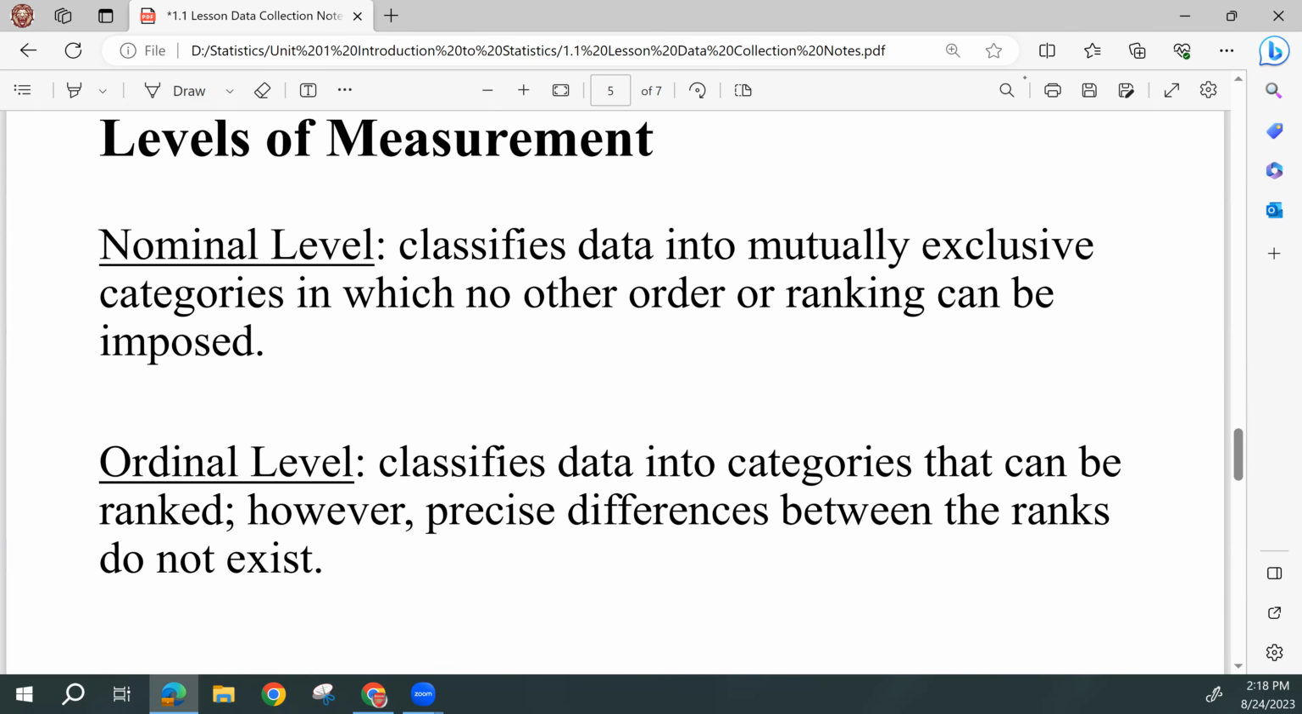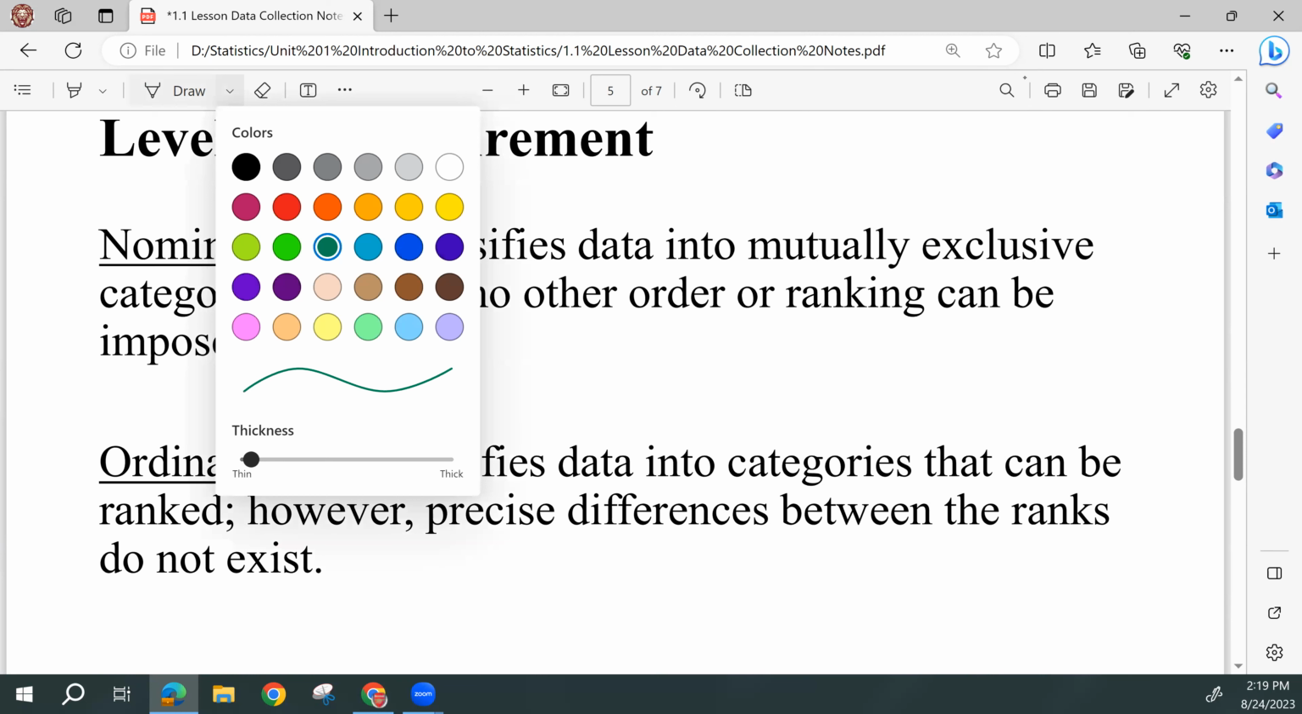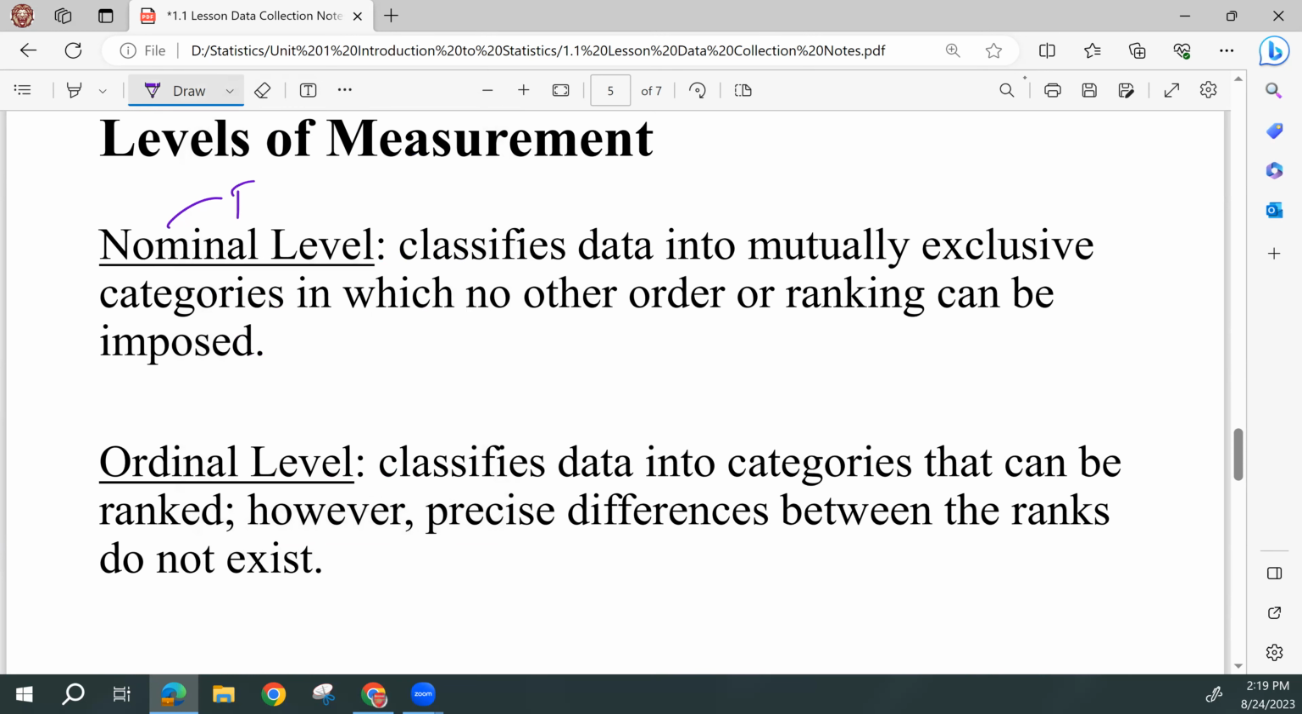So we've talked about the two different types of variables, and then we got a little more specific about quantitative variables. And now we can talk about levels of measurement. Nominal here is sort of like the basic level of measurement. We are going to be classifying into categories. So this will be for categorical data.